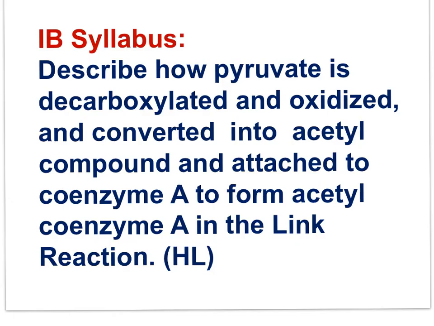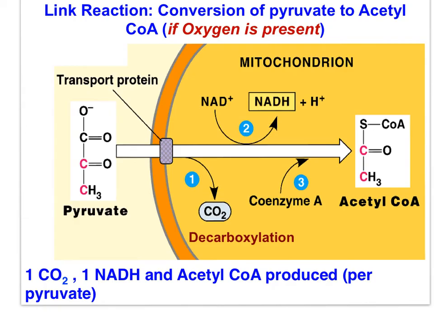Here's the relevant IB syllabus statement. Describe how pyruvate is decarboxylated and oxidized and converted into an acetyl compound and attached to coenzyme A to form acetyl coenzyme A in the link reaction. The series of steps as pyruvate enters the mitochondrion is called the link reaction. Pyruvate is transported into the mitochondrion, and immediately carbon dioxide is removed in a decarboxylation step.